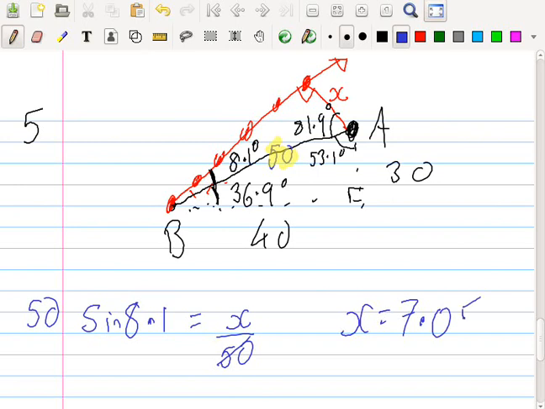So if I round it off, right, x is 7.05. Okay, I need you to write that down. It gets more difficult now in B part.